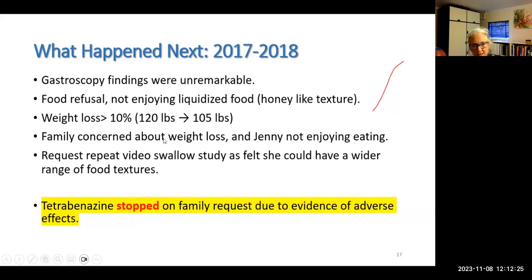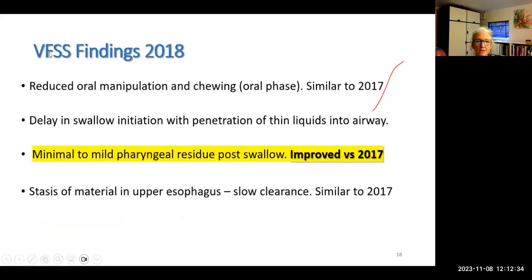And I think just to point out that although it had originally been put in as a PRN, at some point it became a scheduled medication. So what happened in 2018, which is when I became involved with her, I repeated the swallow study just so that we could see if there was anything that had changed.